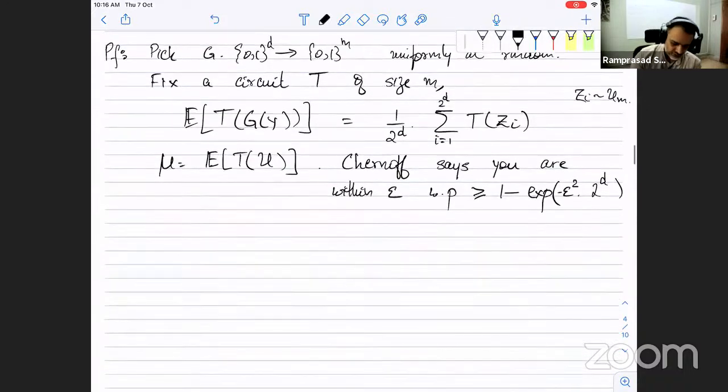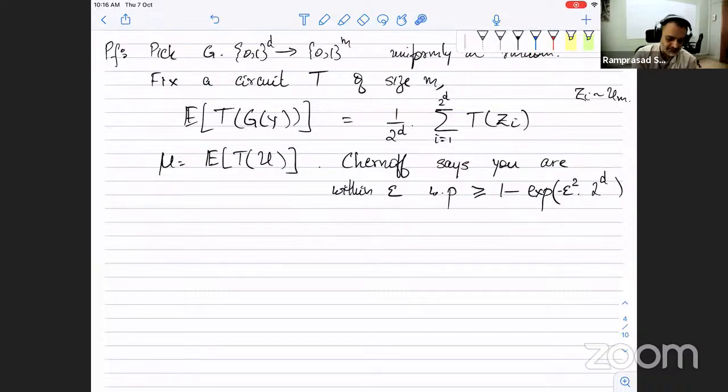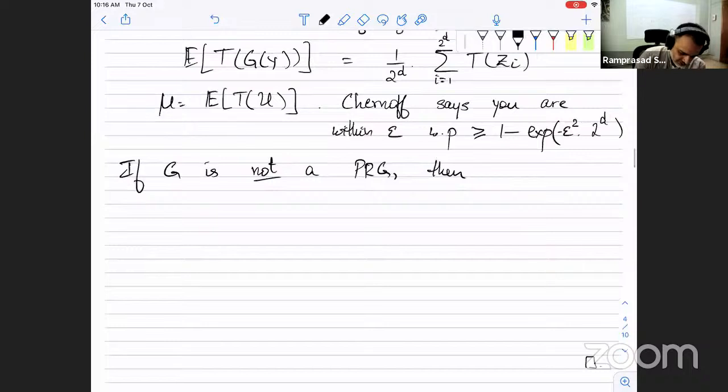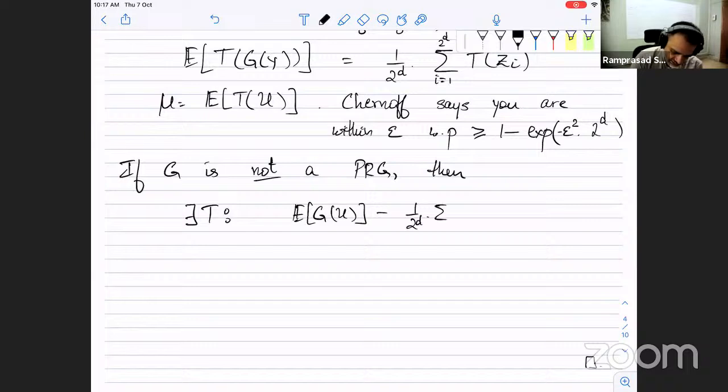Okay. So what does it mean to say this generator, or rather this purported generator, is not actually a pseudorandom generator? It means that one of these deviations is just way too large. So if G is not a PRG, then what is this saying? This is just saying that there exists some circuit T such that the expected value of T of the uniform distribution, minus 1 over 2 to the D times summation of T of Zi, i going from 1 through 2 to the D, this difference is at least epsilon.